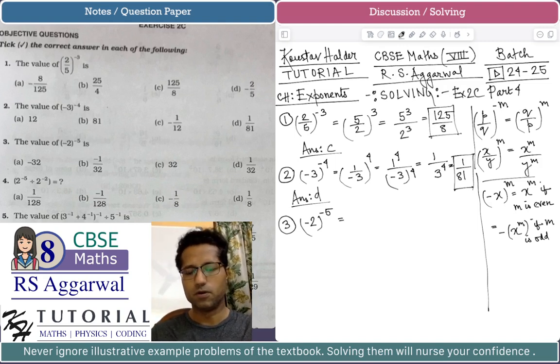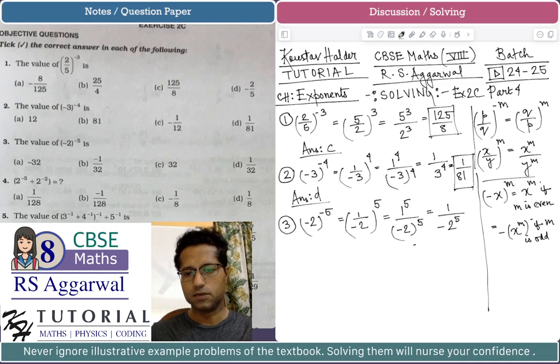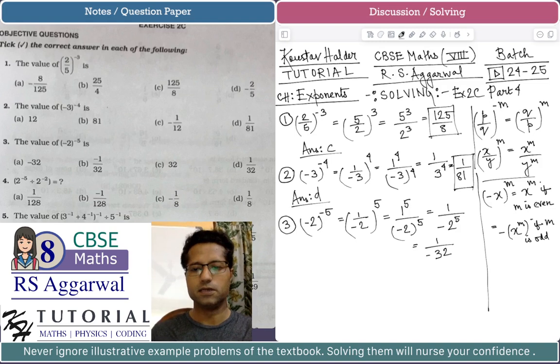So this will be the reciprocal of minus 2, which is 1 by minus 2, and this whole raised to the power 5. Now I will break up the exponent form into rational form as 1 to the power 5 divided by minus 2 to the power 5. This is 1 by minus 2 to the power 5. The power 5 is odd, so this will be the negative of 2 to the power 5, and this is equal to 1 by minus 32.